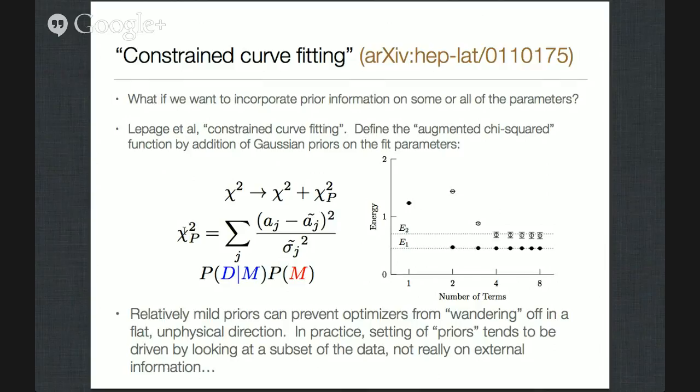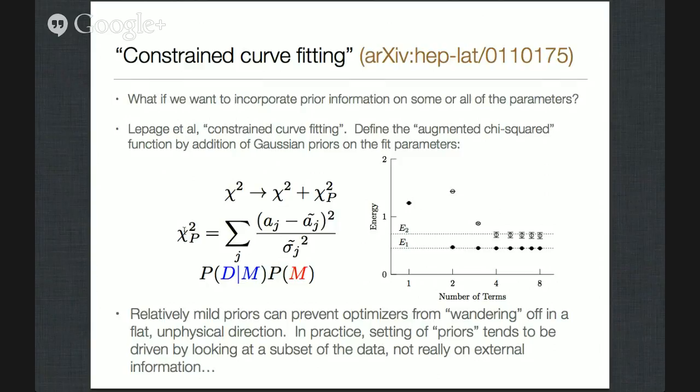In practice, a lot of people will do this just by looking at some subset of the data and seeing what these energies look like, and then set the priors based on that. So at this level, it can be more of an art than a science to some extent. But again, you don't want these to really change your fit result appreciably. You just want these to give you numerical stability.